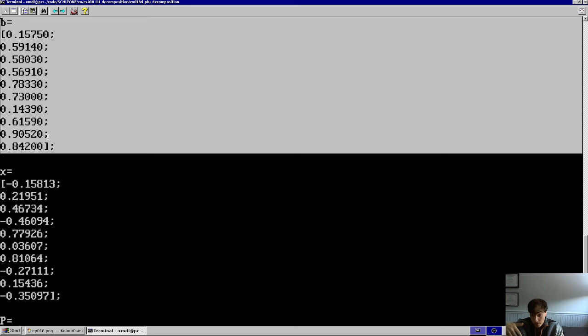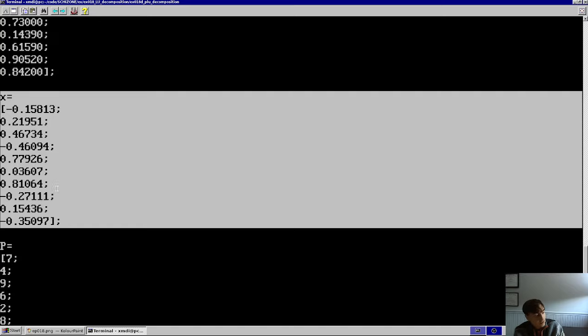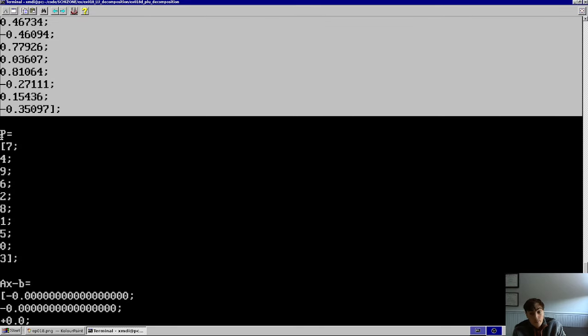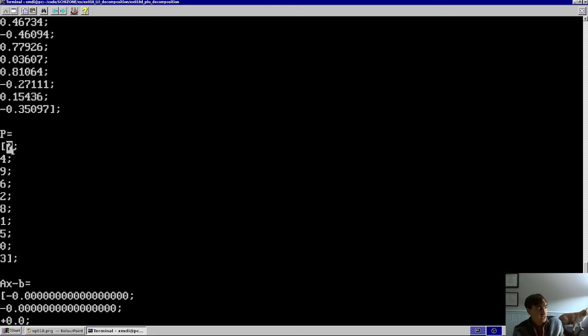And in this case, instead of LU solve, we have another function called PLU solve, which not only spits out an X matrix, which is the answer, but it also spits out the permutation matrix. So in this case, you can see that instead of the zeroth row being in entry zero, it wanted the seventh row to be in the first position, because that gave it the highest absolute value at the zero, zero diagonal. It was in the seventh row.